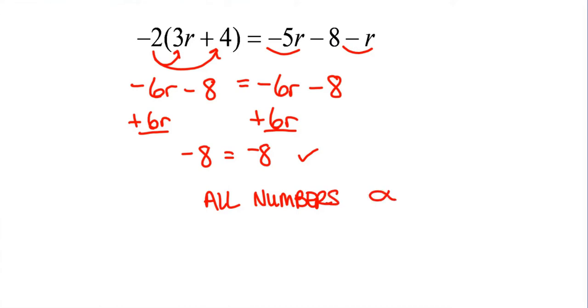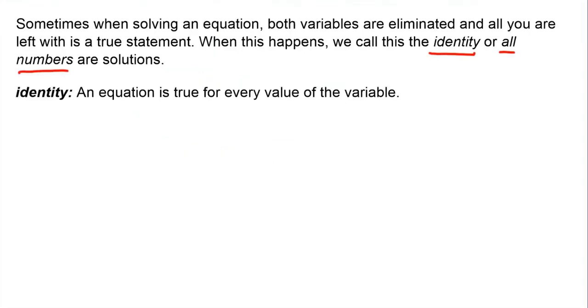Or we can even say there are infinitely many solutions to this equation. There isn't just one solution. Every number is a solution. We call that the identity.